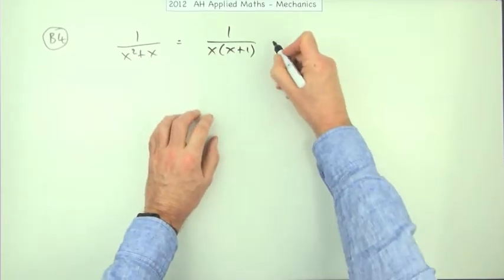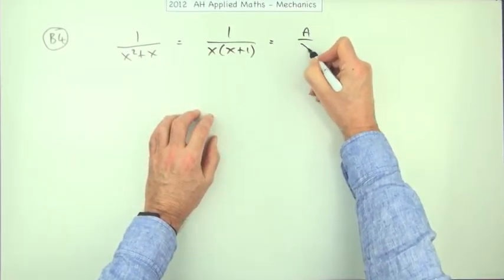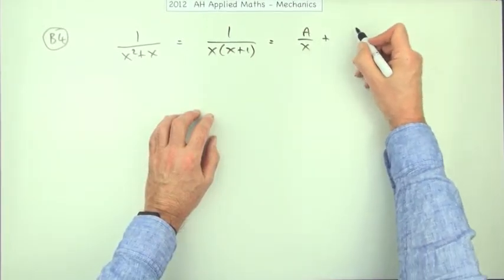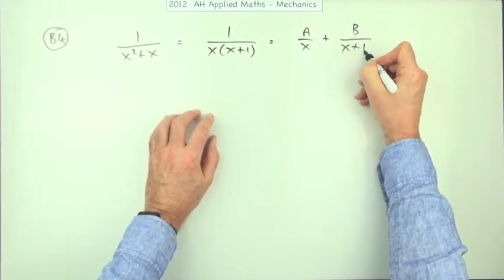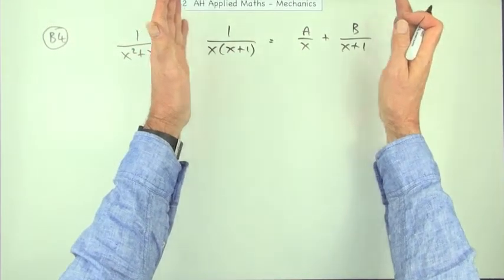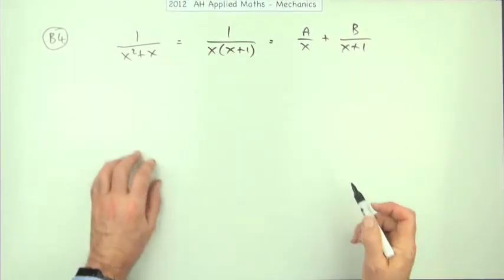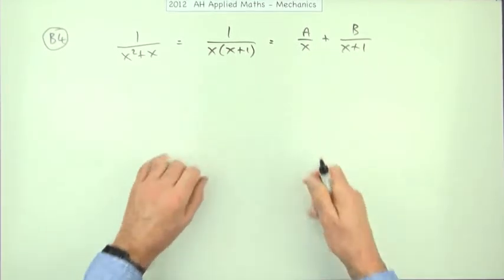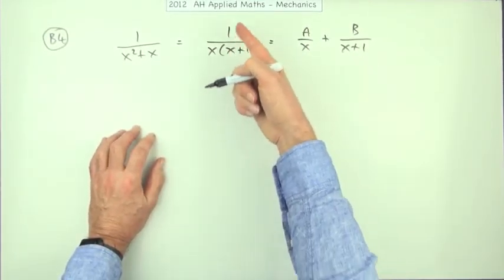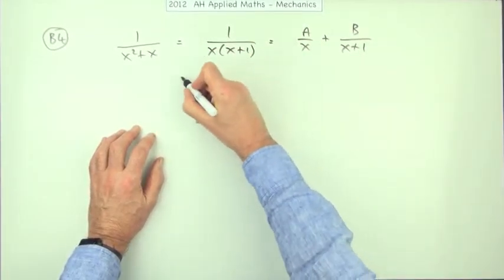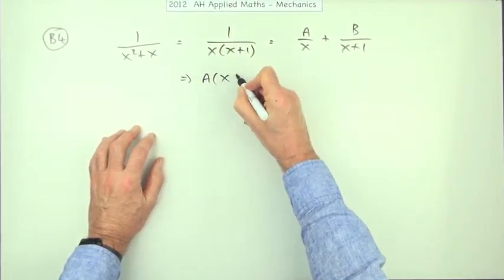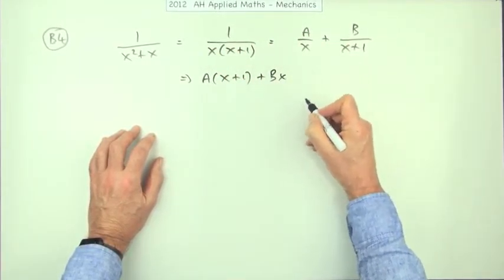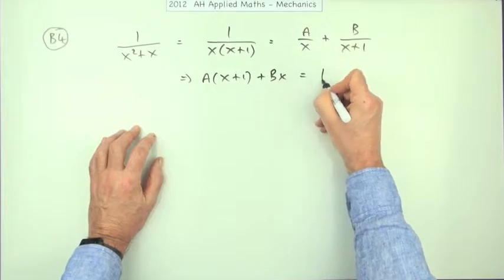So splitting it into 2 parts would be something over x, because I've got 2 linear factors for the denominator, and b over x plus 1. That's not an equation, that's an identity. So we can find a and b by, let's multiply it all by x plus 1. That would turn to 1, but I'm going to write it on the other side. So a gets multiplied by the x plus 1, having cancelled the x. B gets multiplied by x, having cancelled the x plus 1, and that should come to 1.